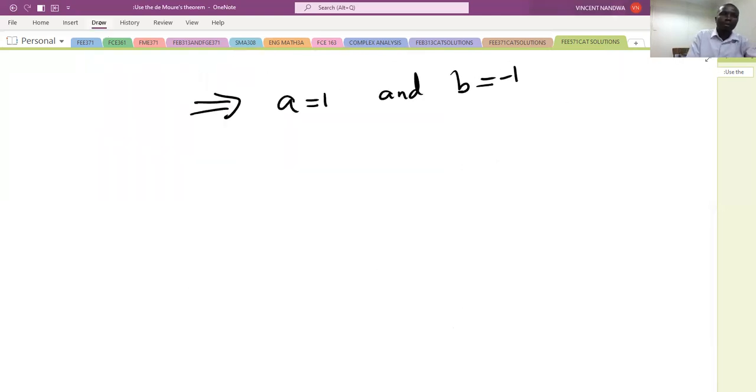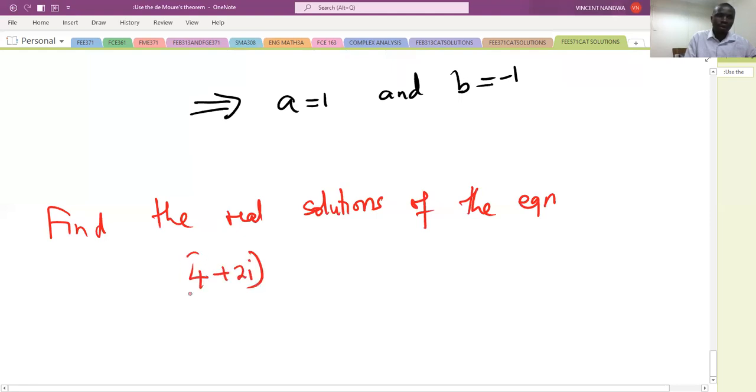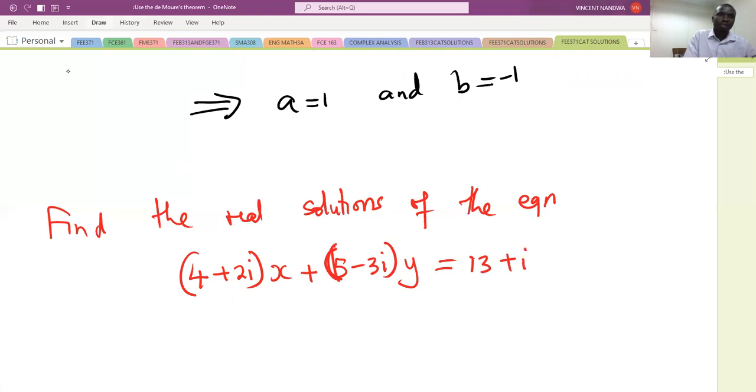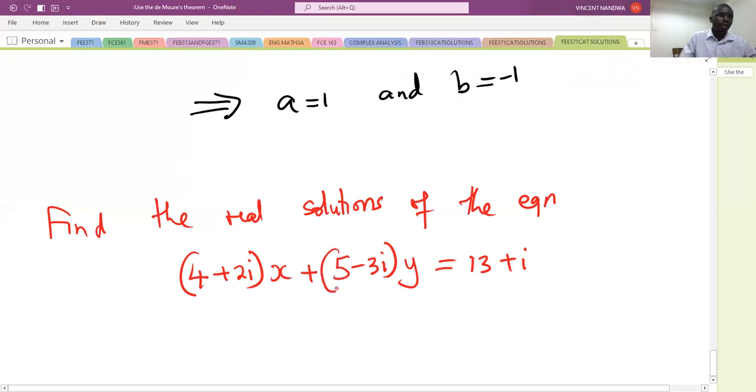And assuming we had another problem: find the real solution of the equation 4 plus 2I over x plus 5 minus 3I over y equals 13 plus I. Assuming we were asked also to solve this question, it is actually related to what was asked in this given case.